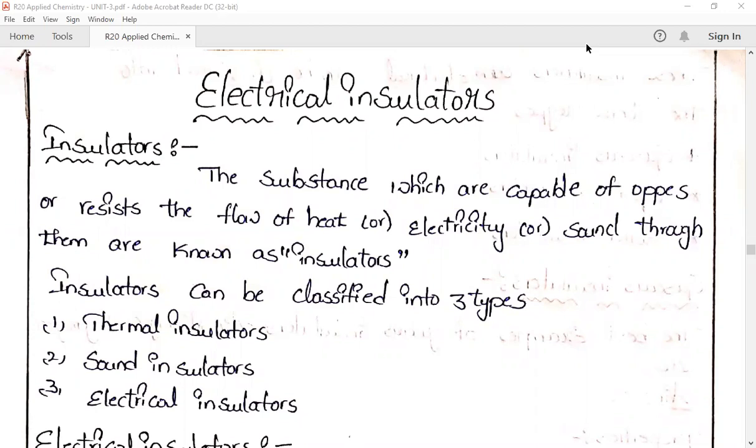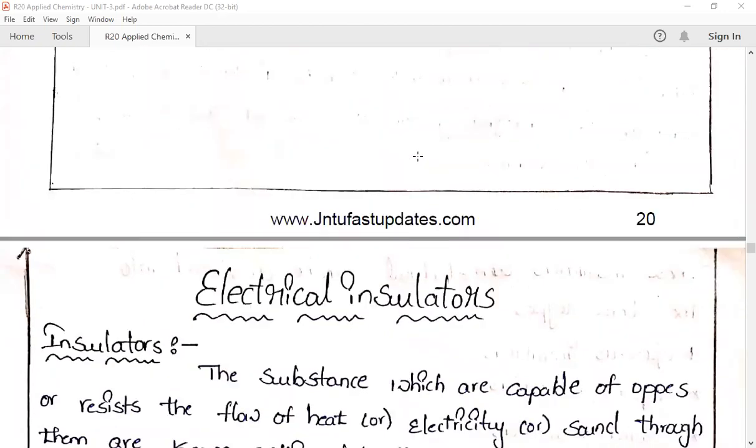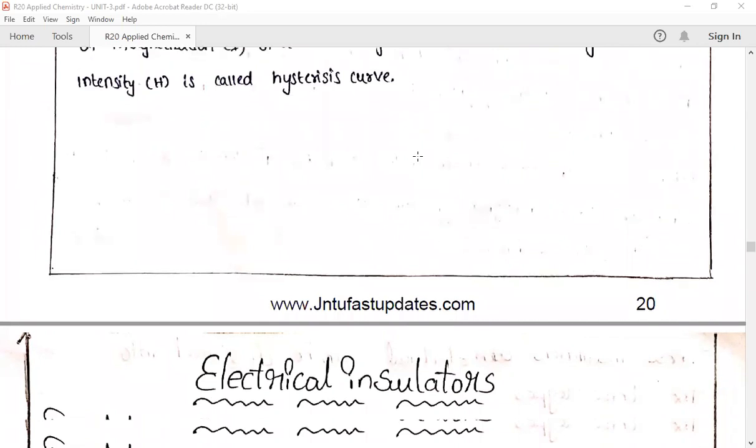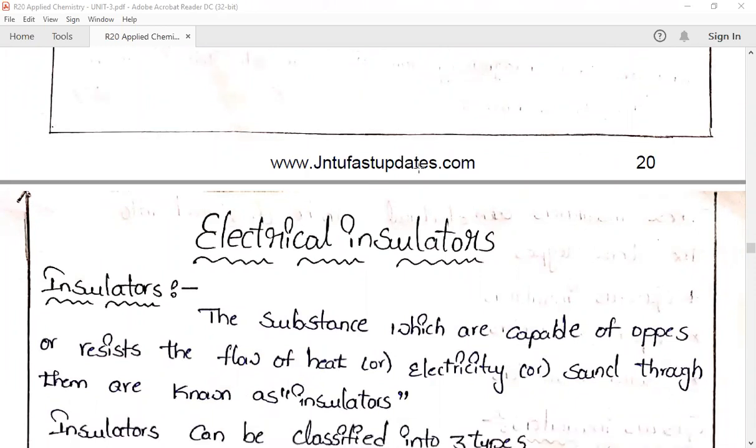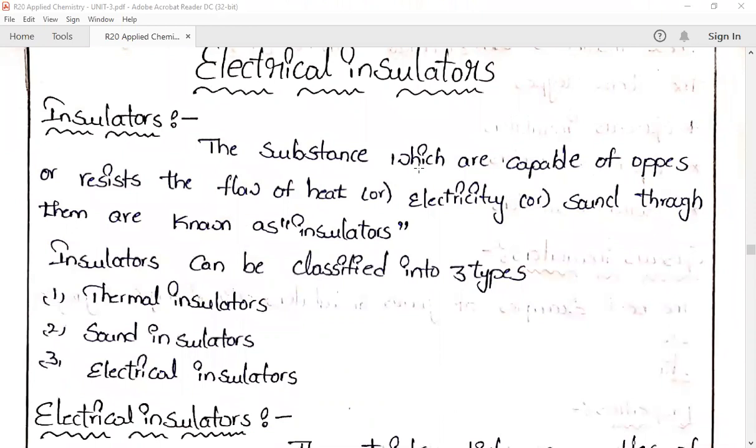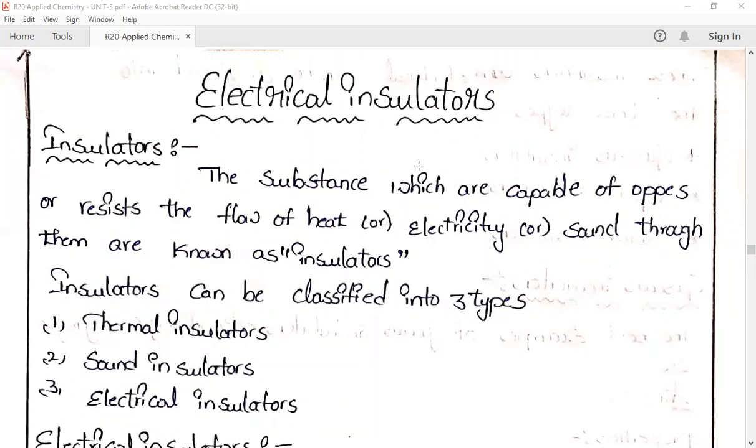In the last lecture, we discussed the PN junction diode and the PNP junction transistor. Coming to today's class, I want to discuss the electrical insulator, which is also known as dielectrics.